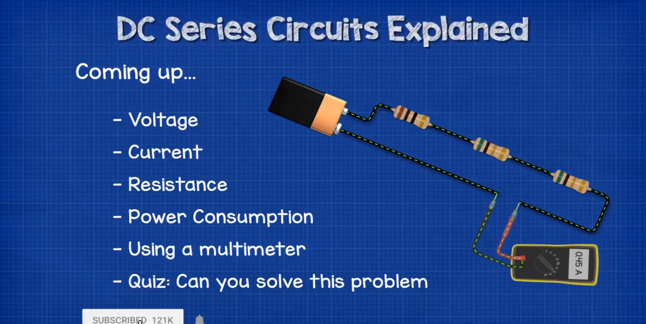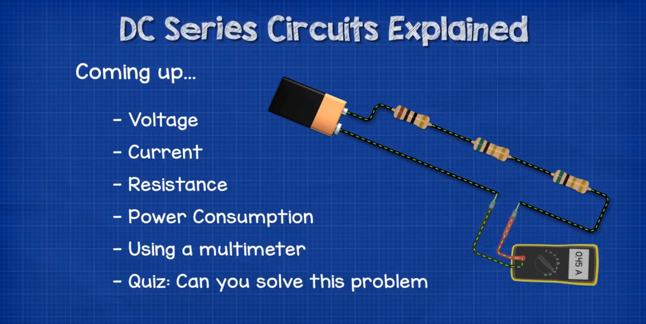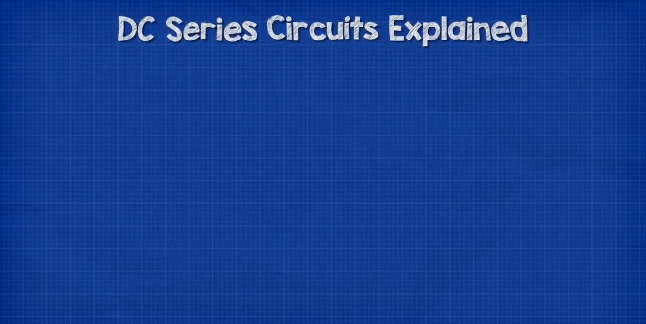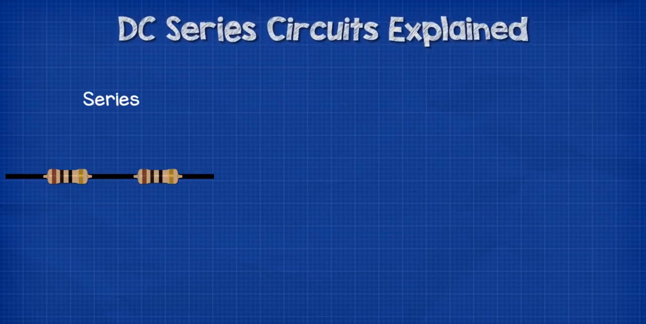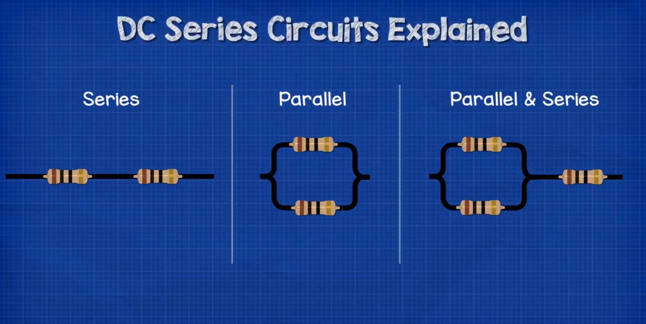DC series circuits. We'll cover voltage, current, resistance and power consumption, as well as using a multimeter and a chance for you to test your knowledge at the end. When we connect components in an electrical circuit, we can connect them either in series or parallel, or we can combine these to make a series parallel circuit.